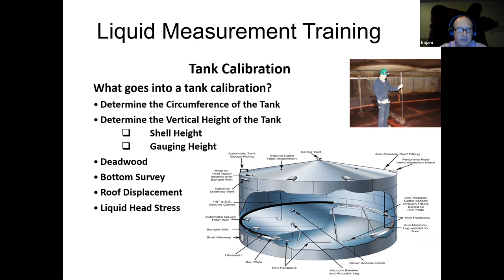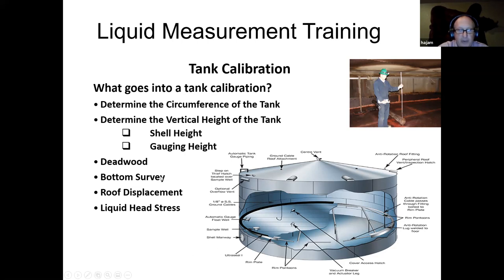They're listed here on the screen. We need the vertical height. We need the circumference. We need the gauging height to be determined. Let's see if I can pick out some of these. Here's the gauging hatch for taking a sample. There are other locations on these tanks that are developed to be able to get the gauge read correctly and accurately.